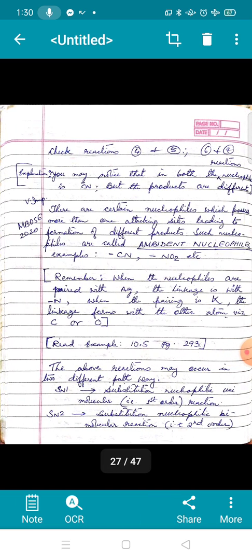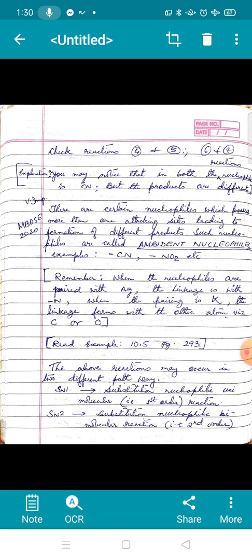So here you can see I have also mentioned check reactions 4 and 5, 6 and 7, where you can see two different products using the similar nucleophile. There are certain nucleophiles which possess more than one attacking site, usually two, leading to formation of different products. Such nucleophiles are called ambident nucleophiles. Examples: cyanide, NO2. There are many others.